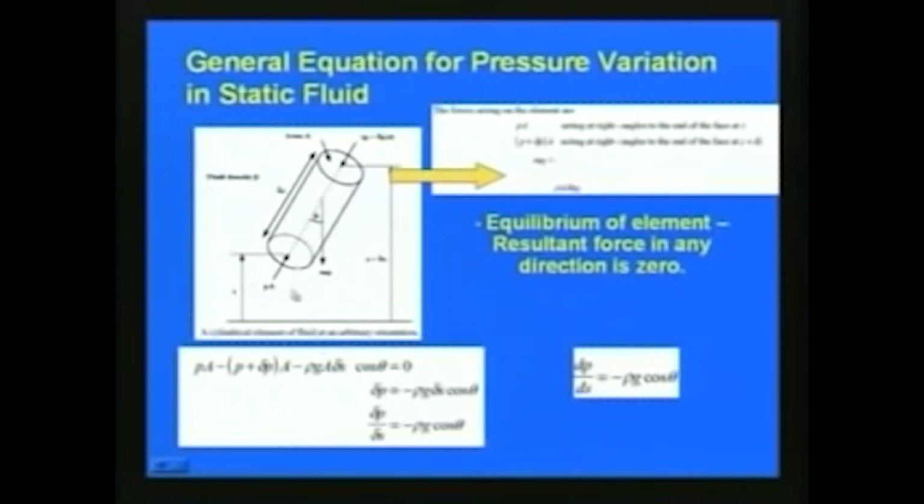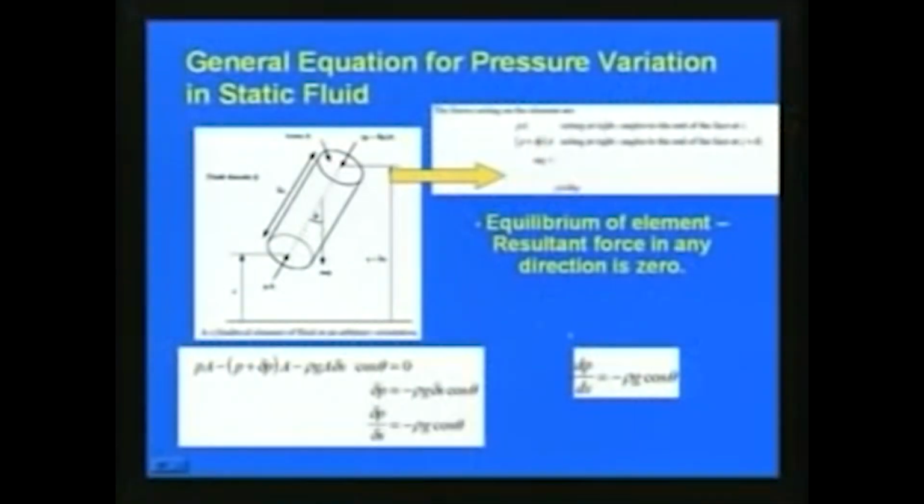Using Newton's second law, force is equal to the total mass into acceleration. With respect to this, at equilibrium of the element, the resultant force in any direction is 0, as we have seen in the case of static fluids. Using that principle we get delta P is equal to minus rho g into delta S cos theta, or delta P by delta S is equal to minus rho g cos theta, as this theta is the angle with respect to the inclination, with respect to the vertical.